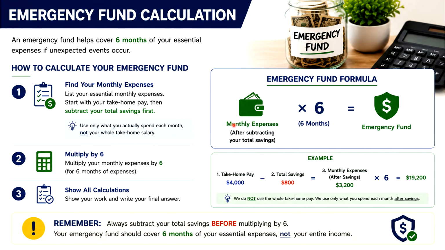For example, if your take-home pay is 4,000 and your total monthly savings is 800, after savings, monthly expenses will be 3,200. Multiply that by 6, that would be 19,200. We do not use the whole take home pay. We use only what you spend each month after savings.